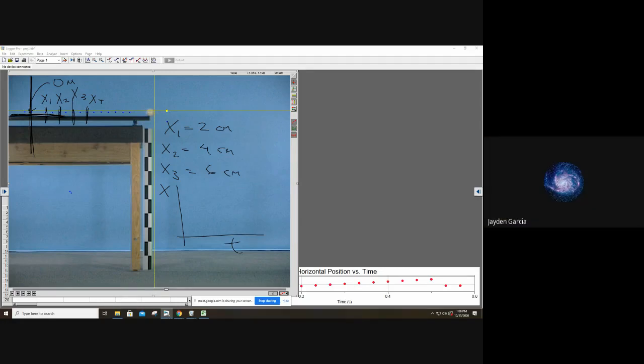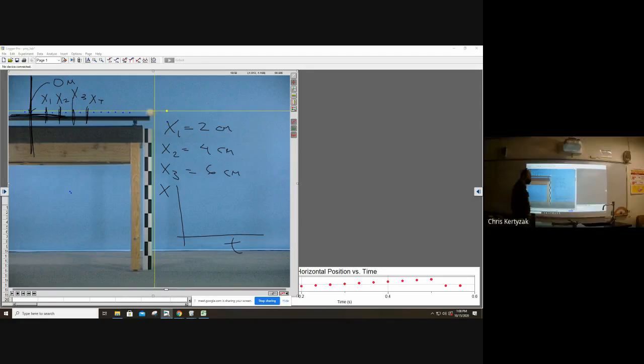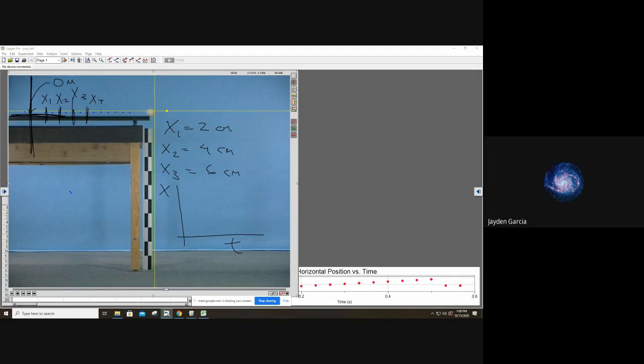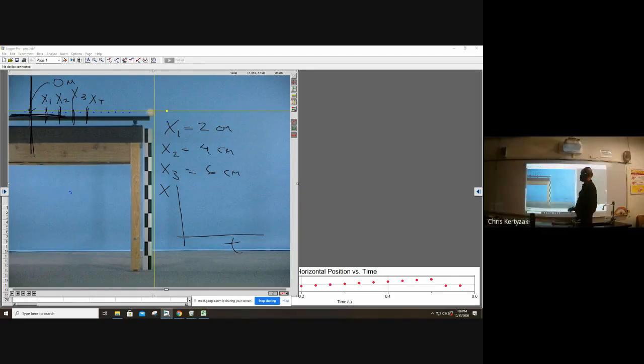Mr. Kurzak, do you want an answer? Sure, go for it. It would be a linear relationship. Yep, linear relationship, because this is linear data, right? Something that increases in equal intervals per some amount of time is linear. Good job. Yep, it would look like this.